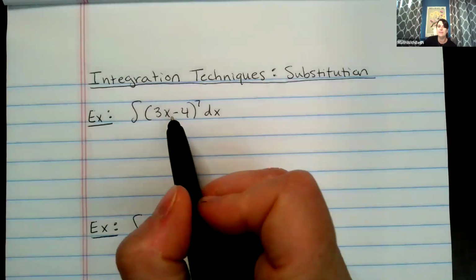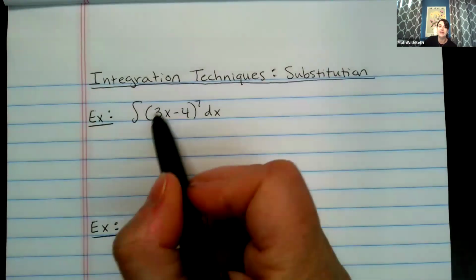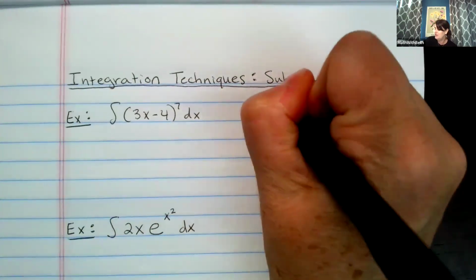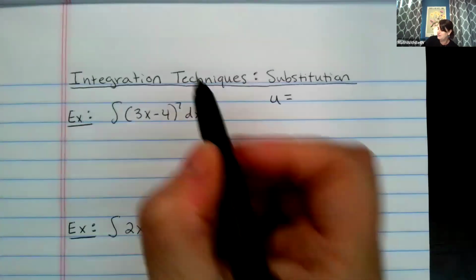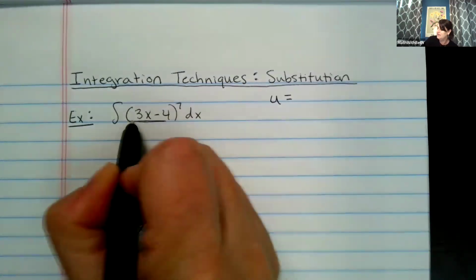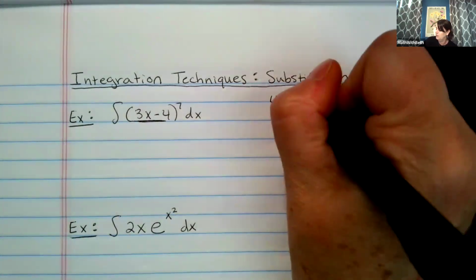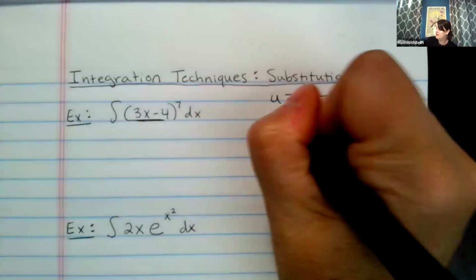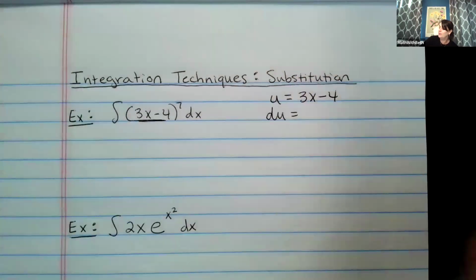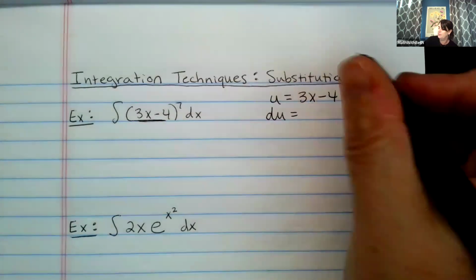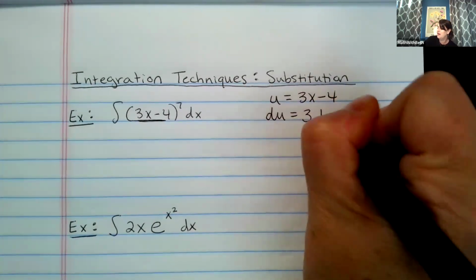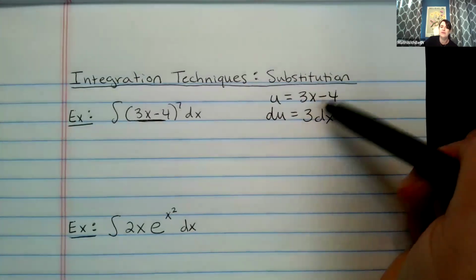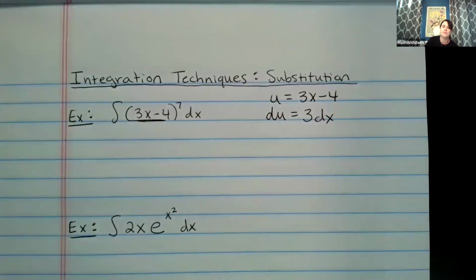So this first example looks like it's a function inside of a function. So I'm going to try to use U-substitution, which means I'm going to take the inside function and call it u, and then see what the du would be. The derivative of this would be 3 dx, and I'll see if I can now use those two pieces of information to rewrite this problem.